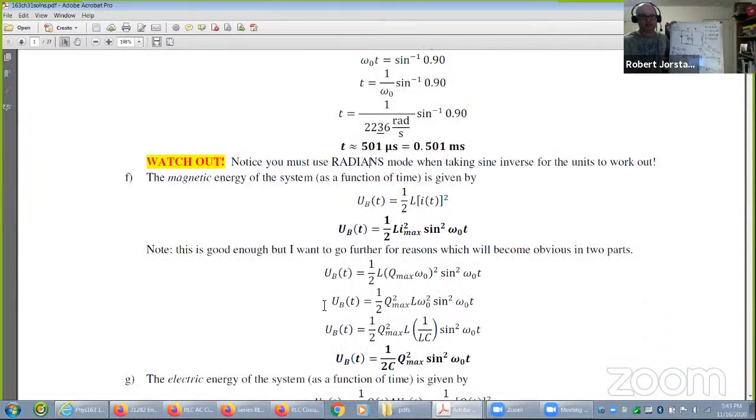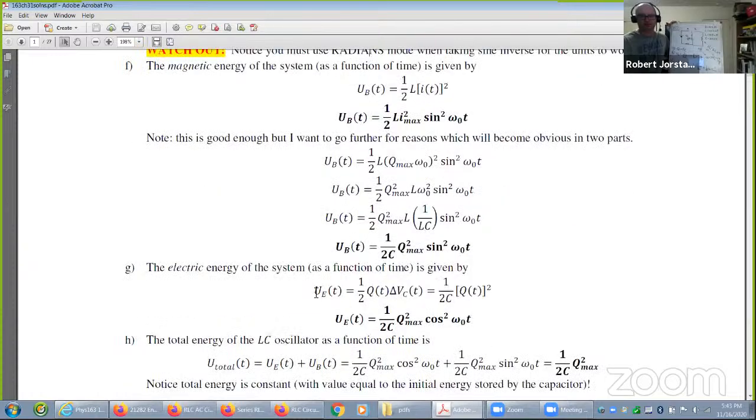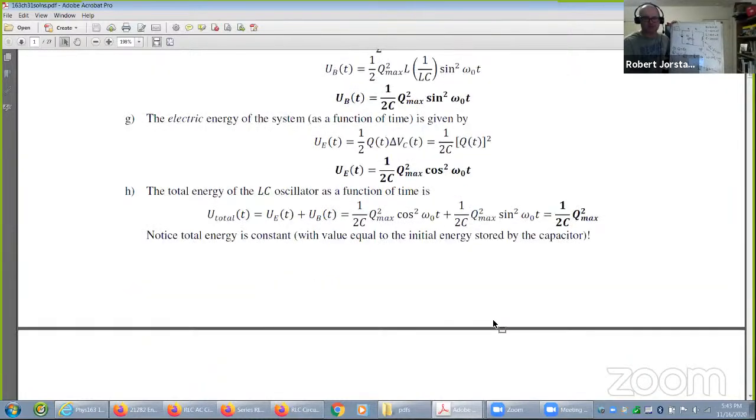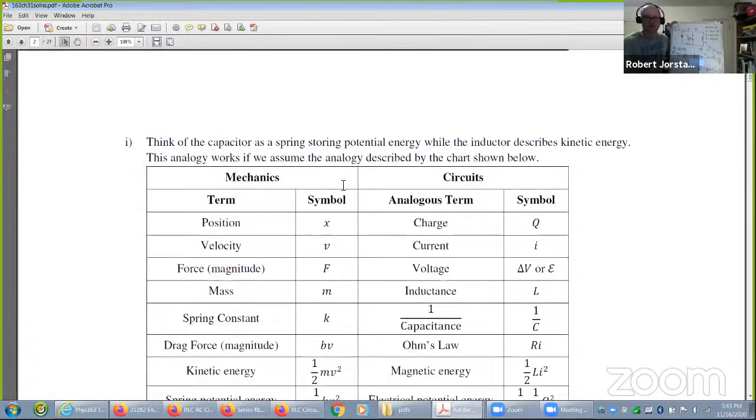Magnetic energy, piece of cake. Electrical energy, piece of cake. Notice the total energy. This is what's crazy. It ends up being a constant. I'll show you here.